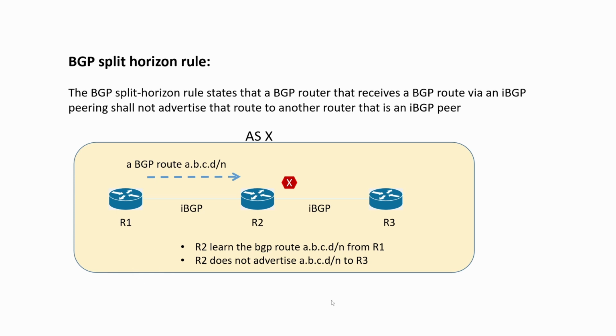So again, let's emphasize this. The BGP split horizon rule is a situation like this. Below, R1, R2, and R3 all form IBGP relationships. R2 learned the routes from R1 as IBGP routes. So R2 does not send those IBGP routes to the other IBGP neighbor, for instance, R3.